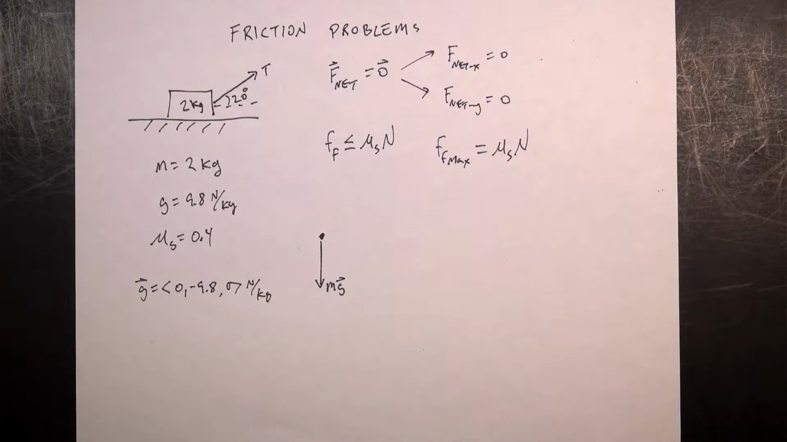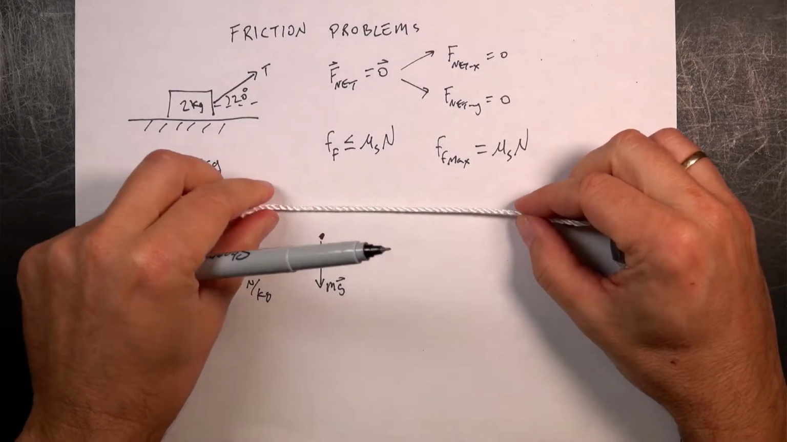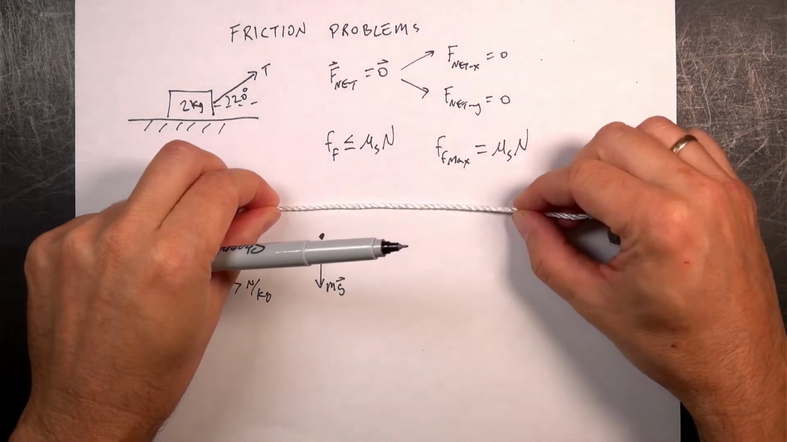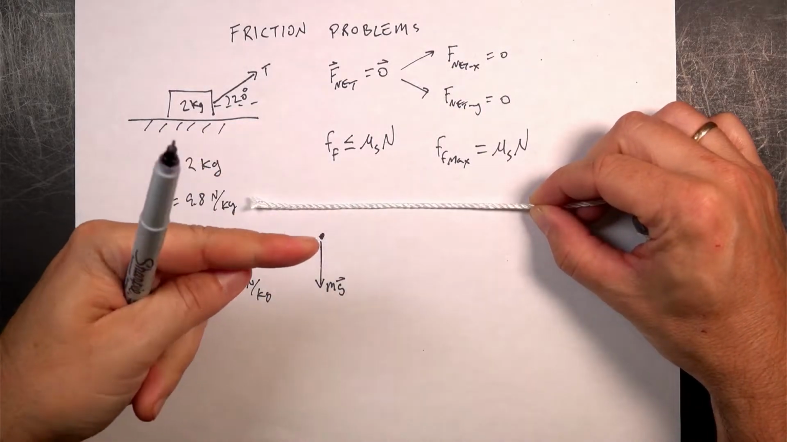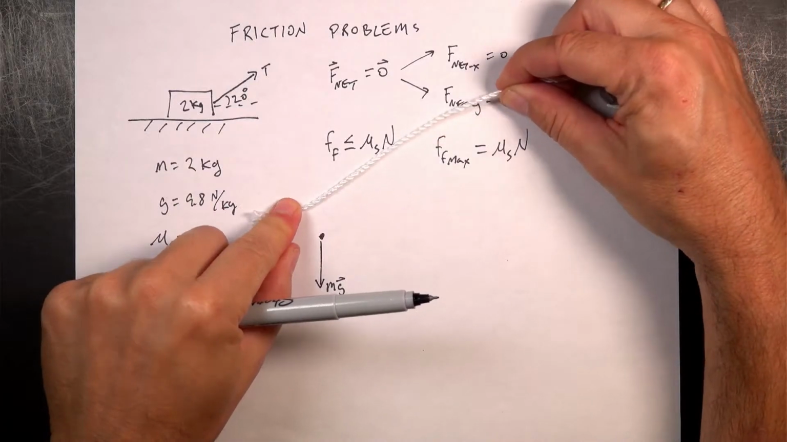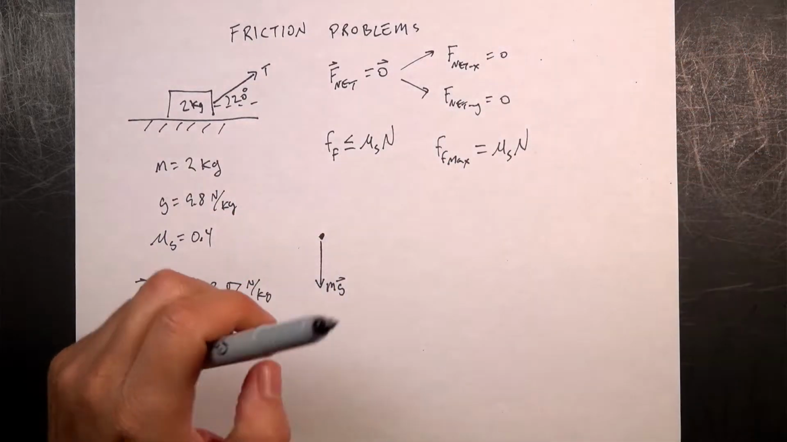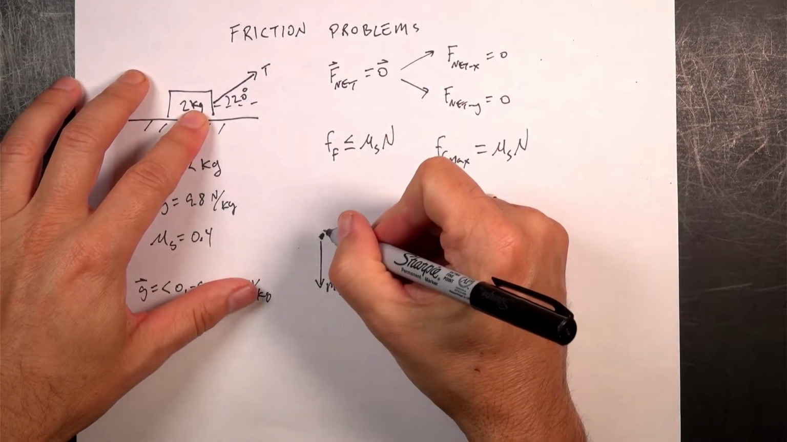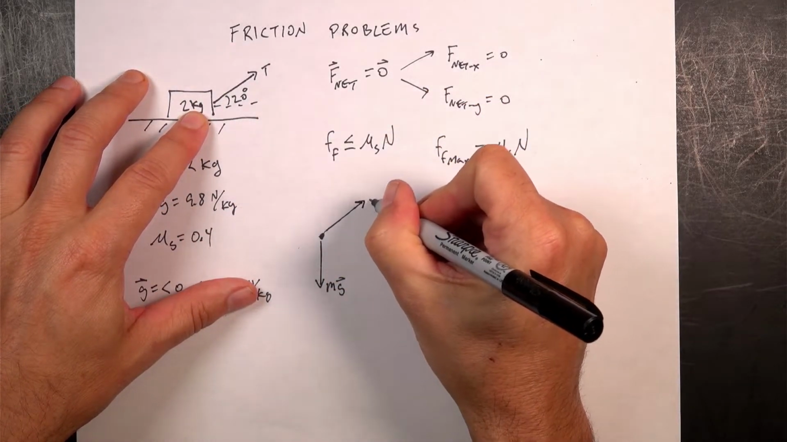Here's a short little rope. And the thing about ropes is that they can only pull in the direction of the rope. If the rope is this way, it can only pull that way. If the rope is that way, it can only pull that way. And they can't push. It's just the way ropes work. So I know that there should be a tension in the same direction there. I'll call that T.